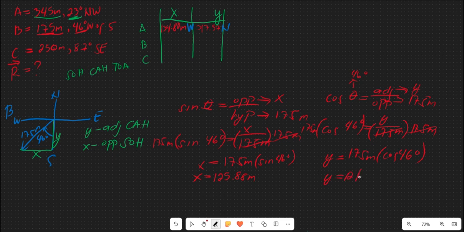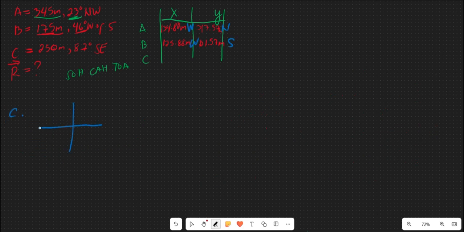And that will give us 121.57 meters. Let us again take note of the x and y components and the direction that we solved. Since the given vector is going west of south, our x component must be going west and our y component must be going south.